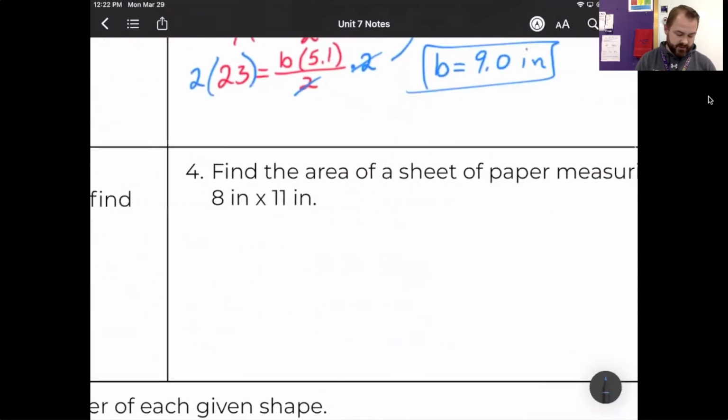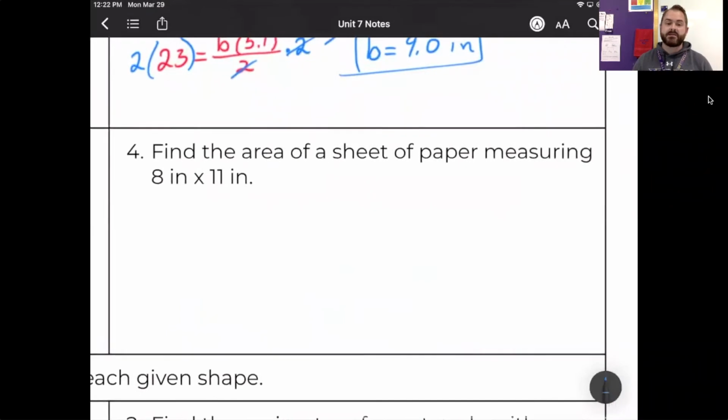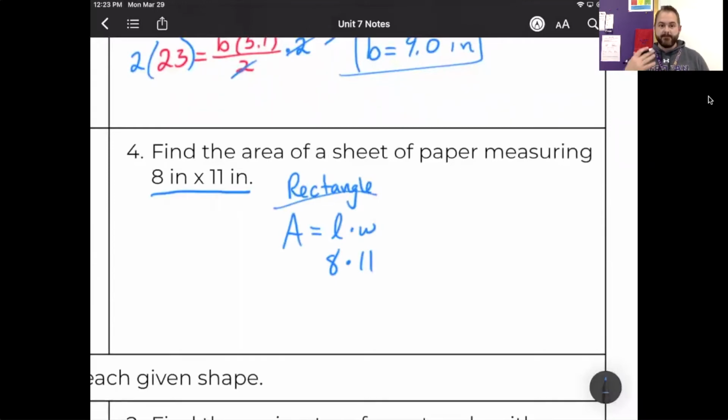All right, one final one, and this one actually goes pretty quickly. It says find the area of a sheet of paper measuring 8.5 inches by 11 inches. That's kind of your standard sheet of paper. So the area of a sheet of paper, okay, is the area of a rectangle. Most sheets of paper are rectangles. That's what we can assume. So the area formula is length times width, or 8.5 times 11. In fact, it's given to you in those dimensions. 8.5 inches by 11 inches means 8.5 times 11, which gives us about 93.5 square inches.